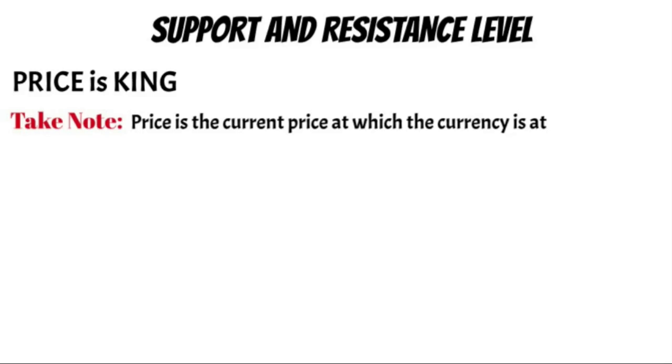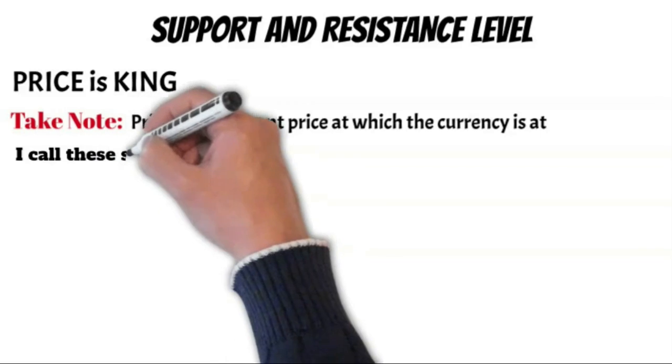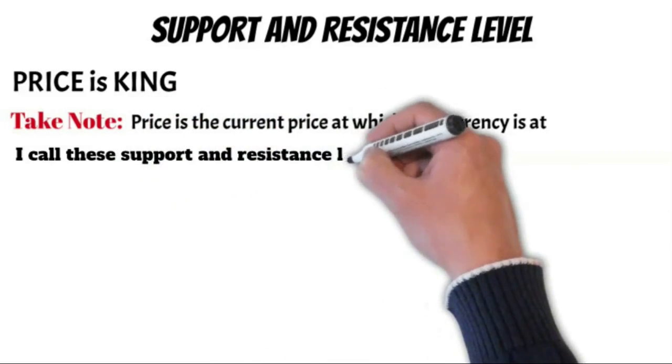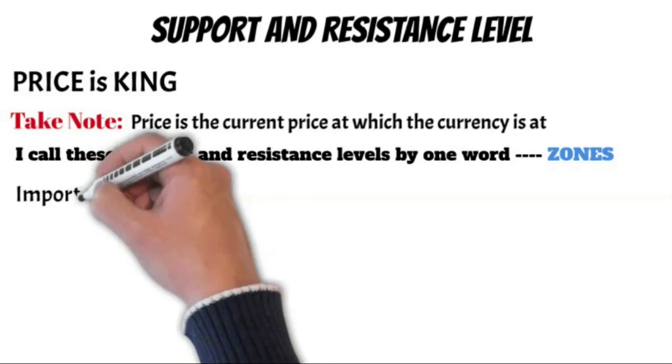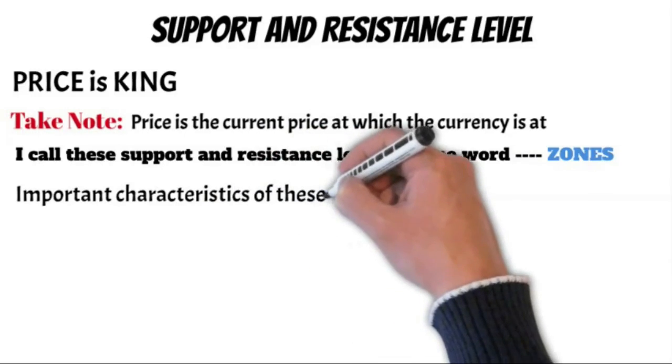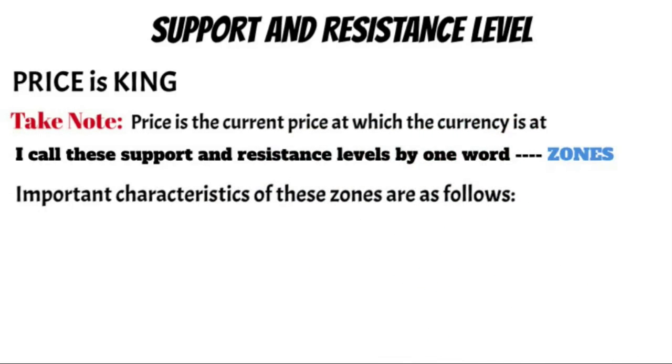Now, this sweet spot will be the foundation for everything you do as a naked trader. The sweet spot on the chart is a support and resistance level. As for me, I call these support and resistance levels by one word, which is zones. Now, here are 6 important characteristics of these zones, and they are as follows.